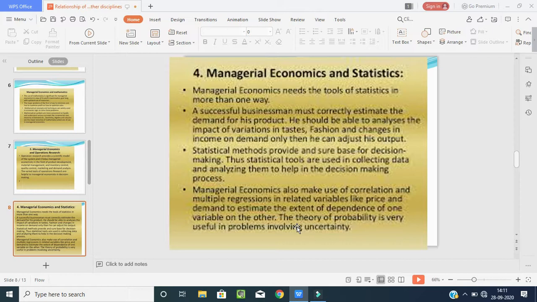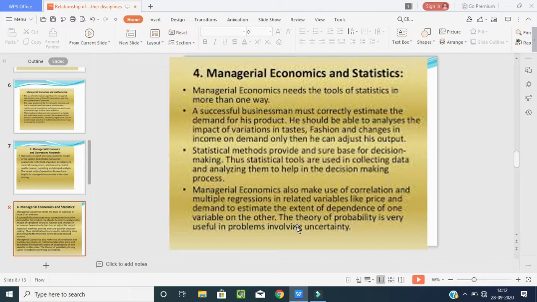After knowing his output, only then is the business successful, and the correct business person will survive in the market after knowing the different variations of the customers towards color, taste, pattern, packaging, labeling, fashion, quantity, quality, all these things. That's the reason we are saying that the statistical tools which give the data are useful in managerial economics. So managerial economics also deals with statistics. Statistical methods provide a sure base for decision making. Thus statistical tools are used in collecting data and analyzing them to help in the decision making process.